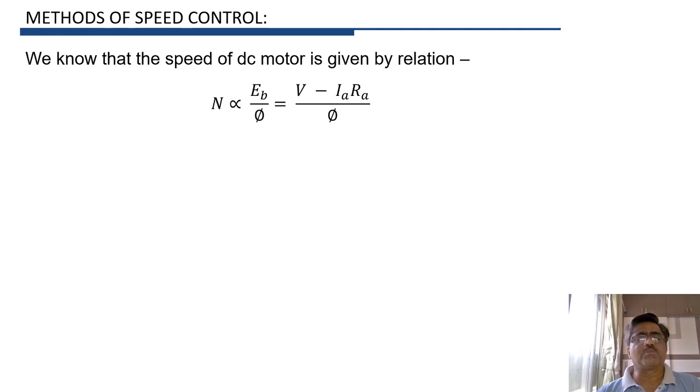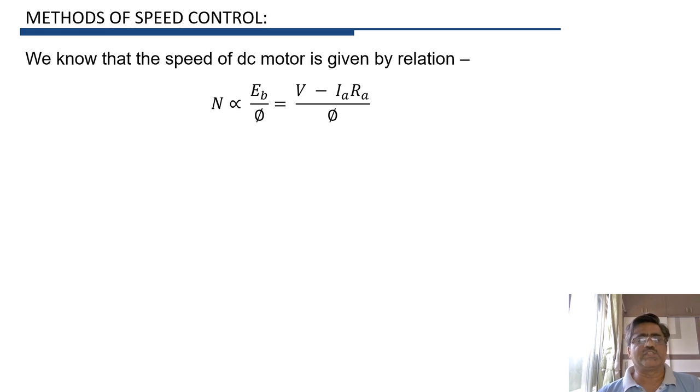We know that speed of DC motor is directly proportional to the back EMF Eb and it is inversely proportional to the flux phi. So N is proportional to Eb upon phi, and back EMF Eb is given by V minus IaRa. So N is proportional to (V minus IaRa) upon phi.